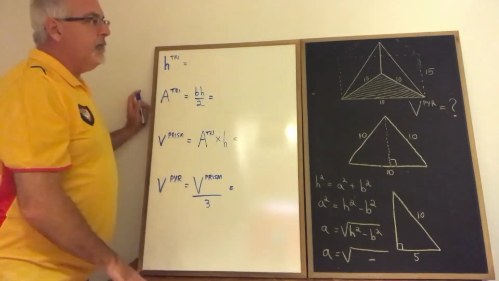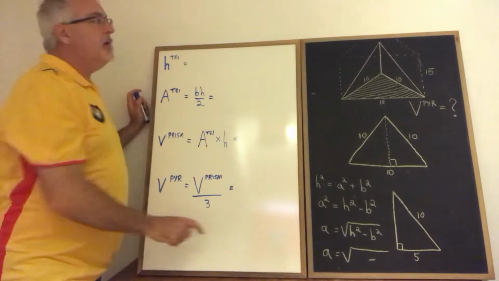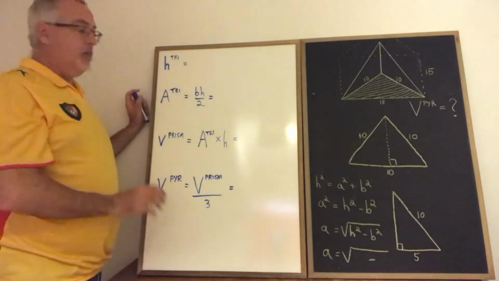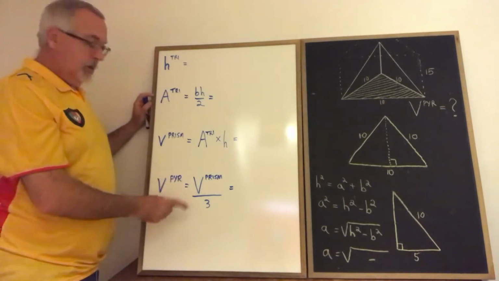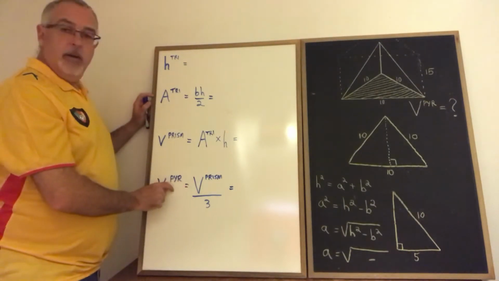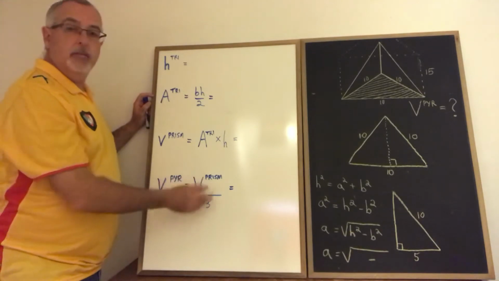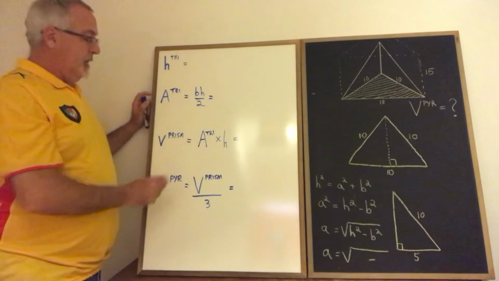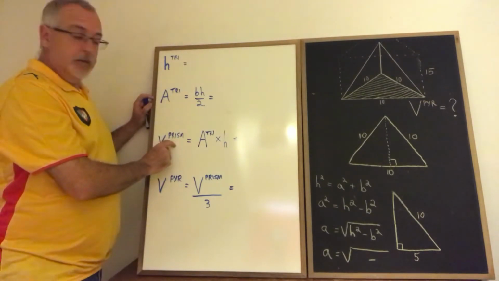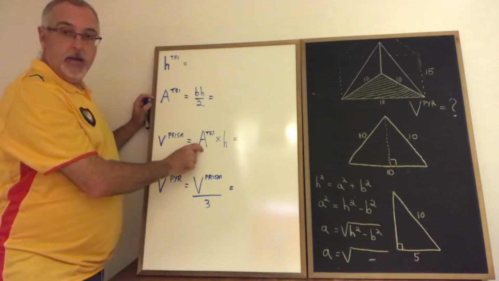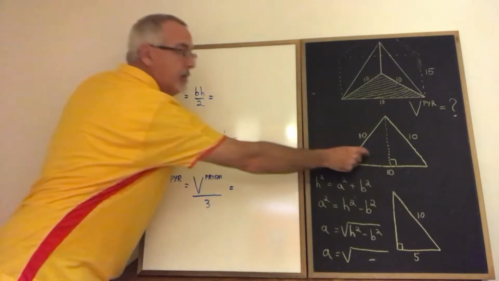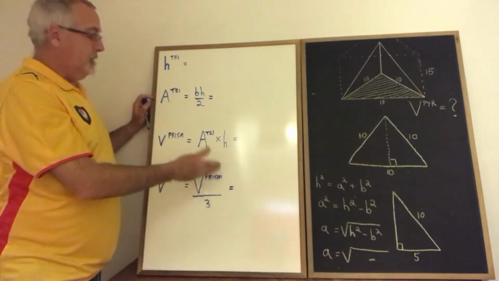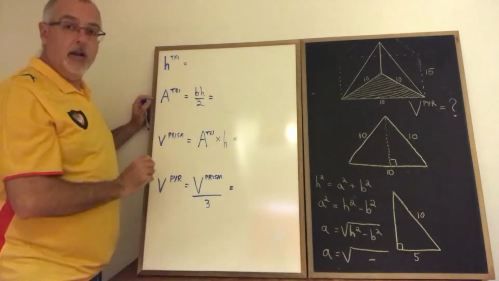In order to find the volume of the pyramid, we want to know the volume of that triangle-based prism that the pyramid would fit into, because the volume of a pyramid has to be the volume of that prism divided by 3. So I want to know the volume of this prism. The volume of the prism is found by getting the area of the base, which is the area of this triangle, and multiplying it by the height of the prism, and we know that height is 15.